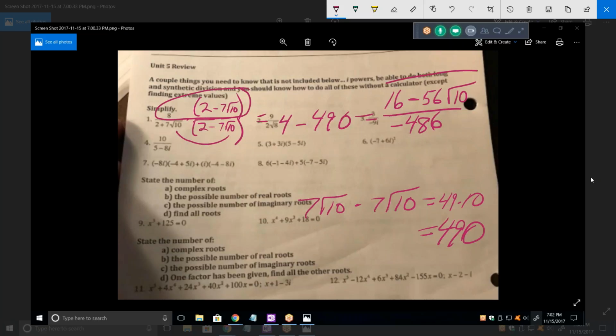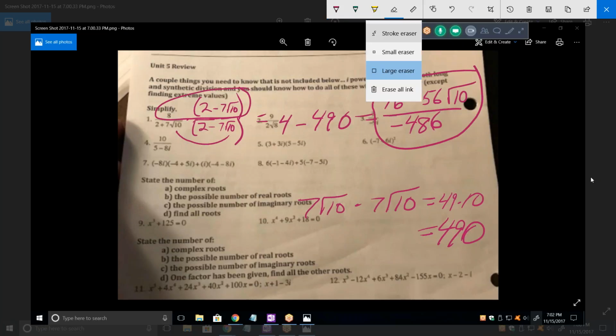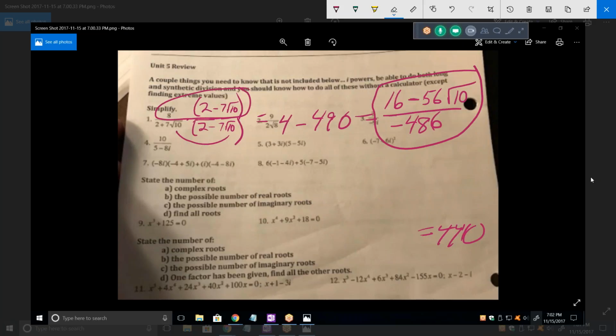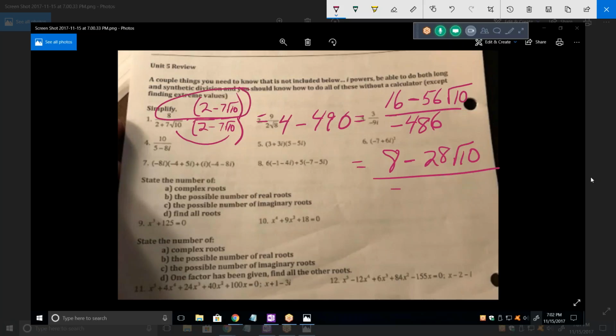Okay. Now, I can definitely reduce that, and I need to reduce it. Hold on a second. Let me erase some of this other stuff. Why do I know I can reduce that? For sure. Because 2 goes into 16, exactly, negative 486, and negative 56. Anytime you can divide everything by 2, you should do it. So let's start there. 8 minus 28 root 10. I just divided the top by 2. And the bottom by 2 becomes minus 243.